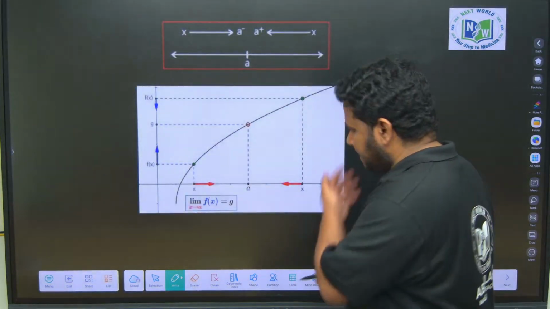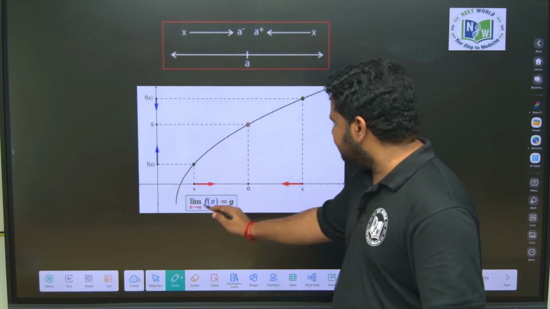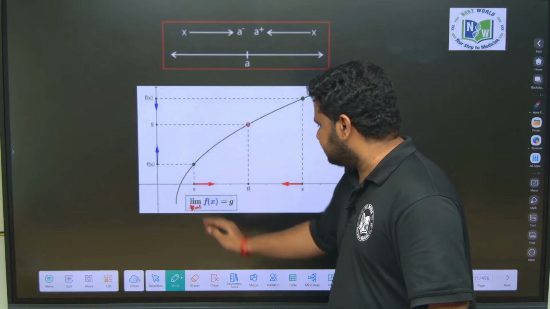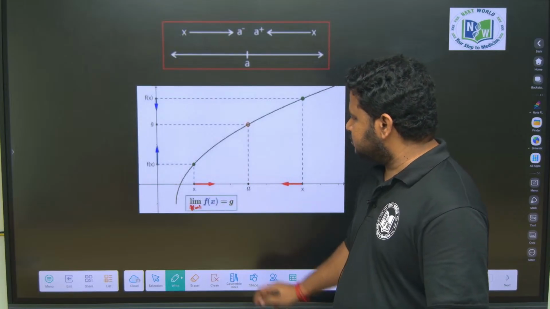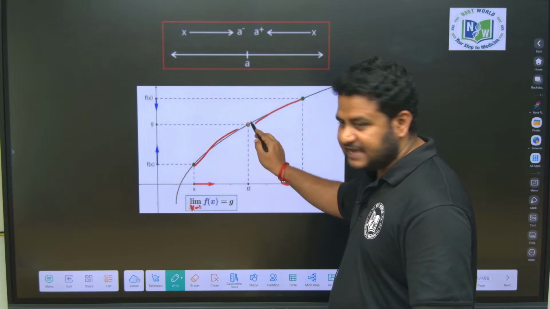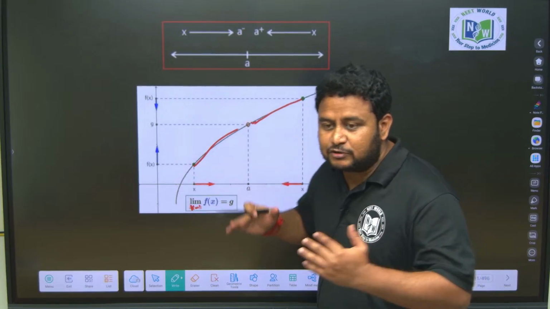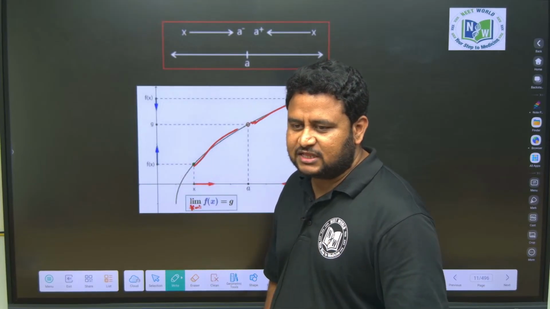So see here. The function they were given, the limit, how do we write it? Limit f of x as x tends to a, that is what is given, correct? Limit f of x as x tends to a is given as equal to g. So from here one point is coming, from here one point is coming, this is the actual point. They are approaching each other but they will not meet.